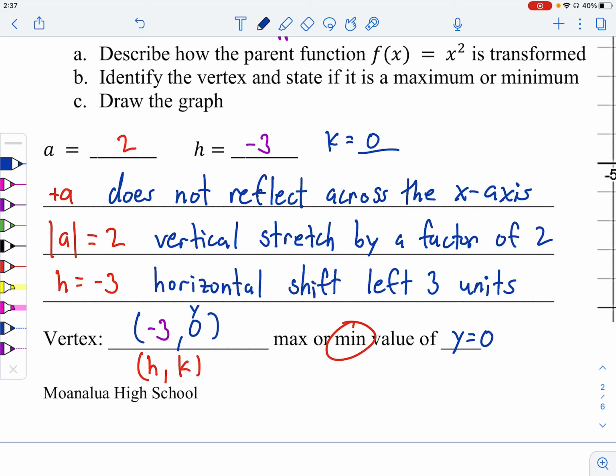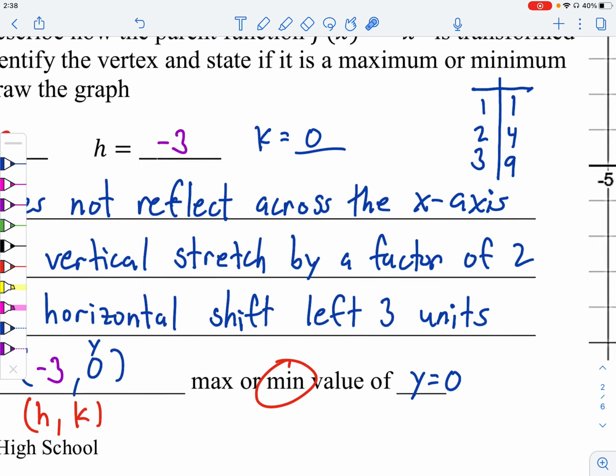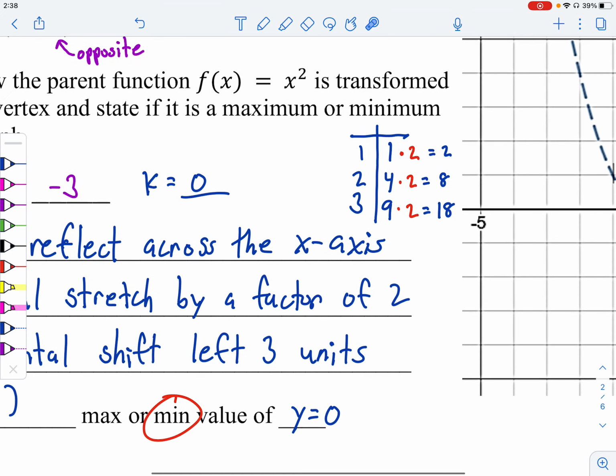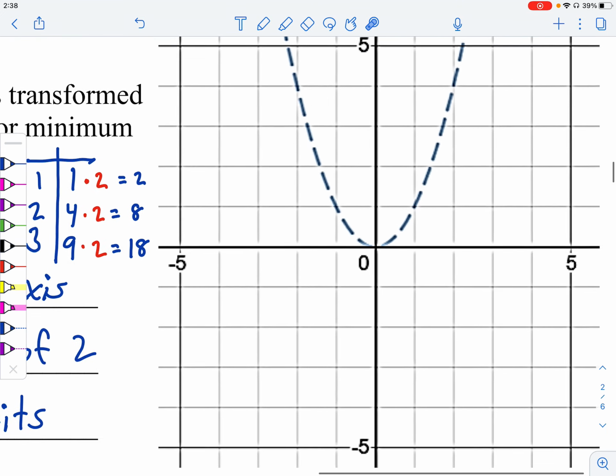So we have those. Then we want to find our points. Right? So we use 1, 2, 3, I love chocolate, 1, 4, 9. And then we're going to multiply by our A value, which is 2 this time. So we multiply all these values by 2 and get 2, 8, 18. It doubled all our values. Since it's doubling, it got larger, right? That's why I call it vertical stretch by a factor of 2, because we multiplied everything by 2.